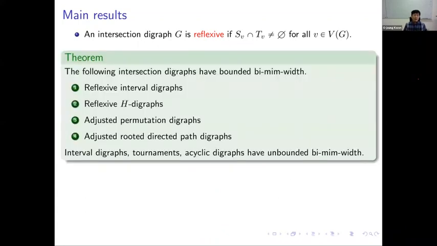Even though I haven't defined bi-mim-width, I want to mention the main result at the beginning, because I don't want to put it at the end of the talk. We prove that the following intersection digraphs have bounded bi-mim-width: the reflexive interval digraphs and reflexive H digraphs, as a generalization of interval digraphs, and adjusted versions of permutation digraphs and rooted directed path digraphs. If you know the corresponding undirected model, you can easily imagine it, but I will go to the definitions later on. We also argue that interval digraphs, tournaments, and acyclic digraphs have unbounded bi-mim-width.